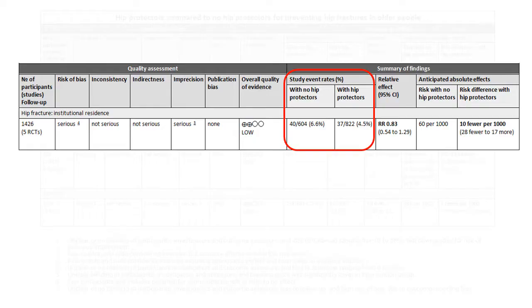The next column provides the pooled relative effect, which here is reported as the relative risk. In this example, because the relative risk is less than 1, it favors the intervention, meaning that the event, or hip fracture, is less likely to occur in the intervention group than in the control group. Note, however, the wide confidence interval that includes both appreciable benefit and appreciable harm from hip protectors for the hip fracture outcome.